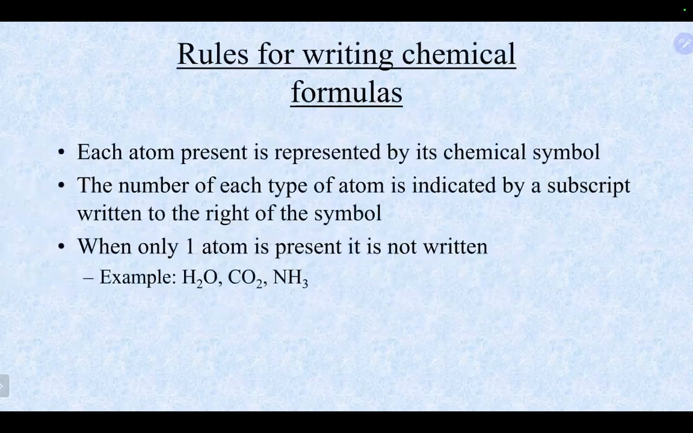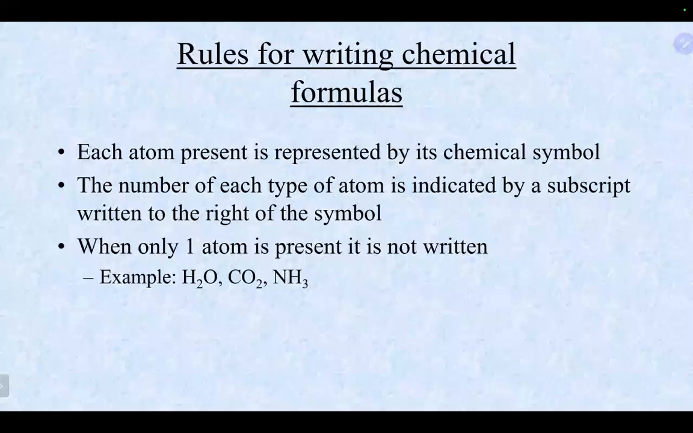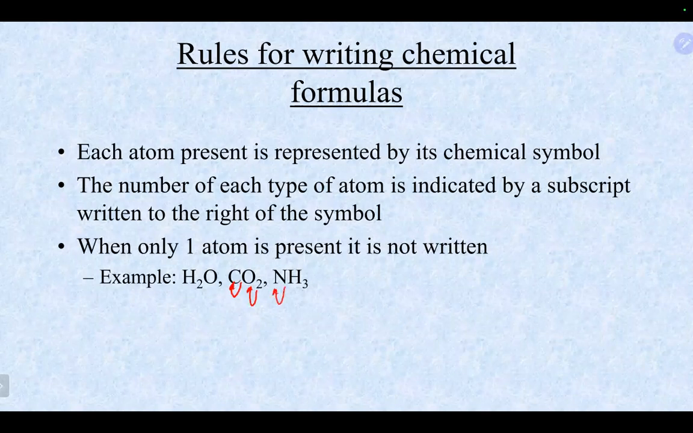So here are some examples. Again, H2O has our 2 hydrogens, 1 oxygen. Our CO2, carbon dioxide, has 1 carbon, 2 oxygens. And ammonia has 1 nitrogen and 3 hydrogens.